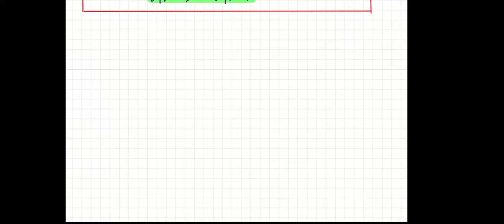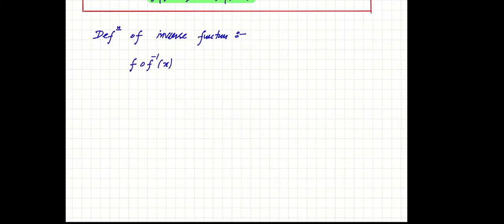And the next one, definition of inverse function. That would be f∘f inverse(x) or f inverse∘f(x) is equal to x. That's the definition. So you can have this here, and this is important, that it is equal to x.